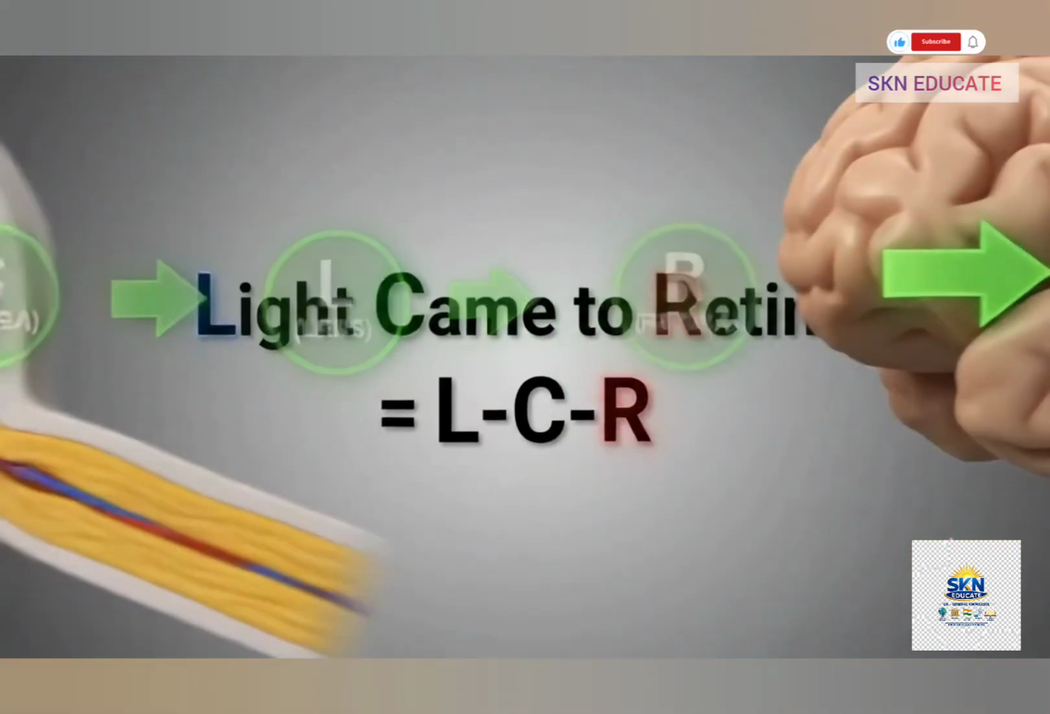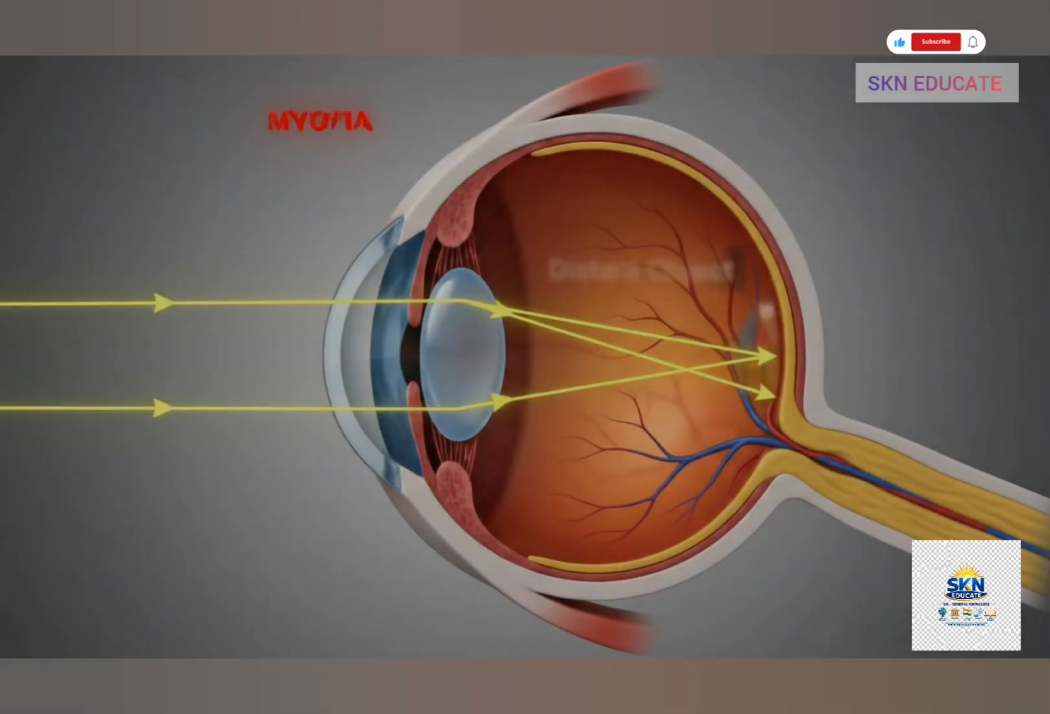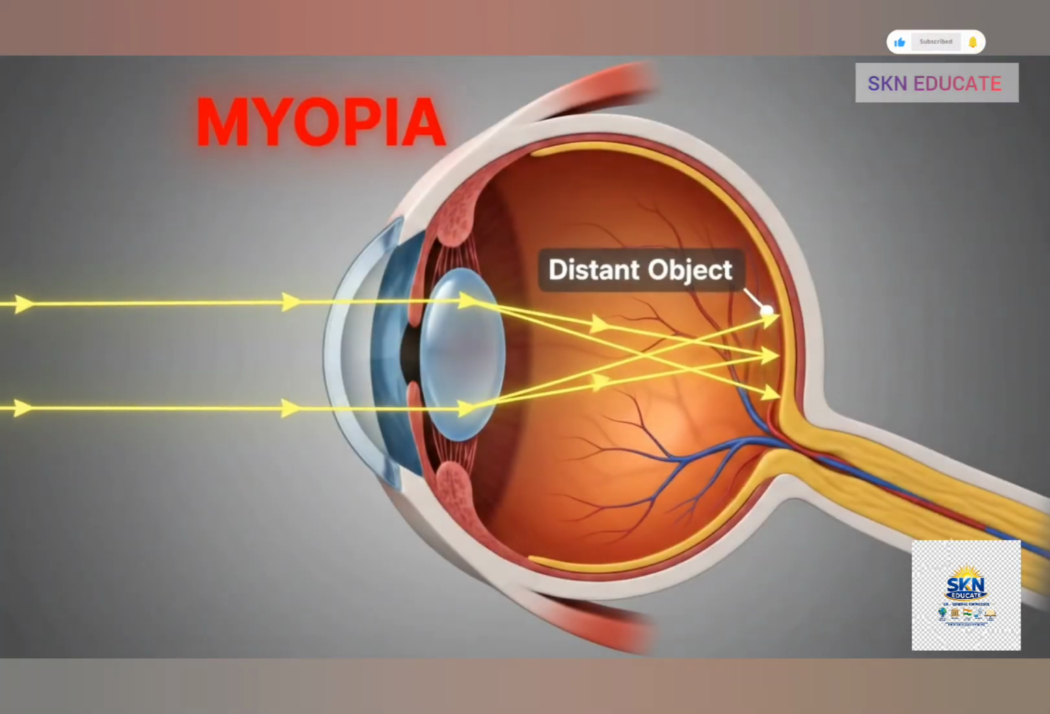Light, job, L lens, R retina, brain. Trick to remember, light came to retina. Bonus: can't see far equals myopia.